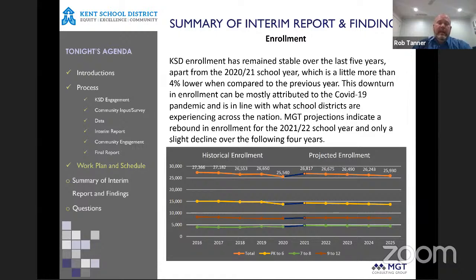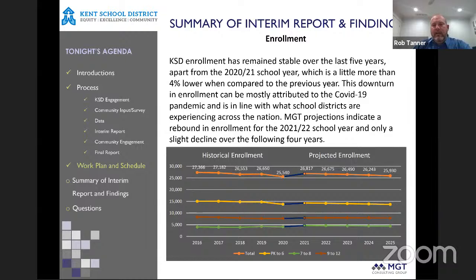So KSD's enrollment has remained fairly stable. As you can see on the historical side, there is a slight decrease, especially from 2016 to 2019, but it's less than 1,000 students. There was more than a 1,000 student decline between 2019 and this year, and I would mostly attribute that to the COVID-19 pandemic. We've seen that nationwide. That's pretty well in line with what we're seeing.